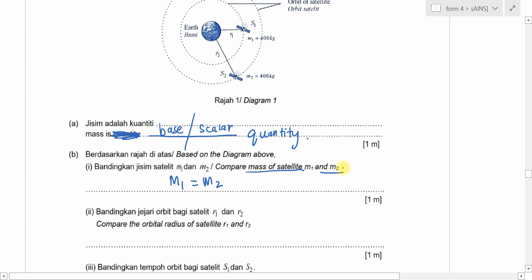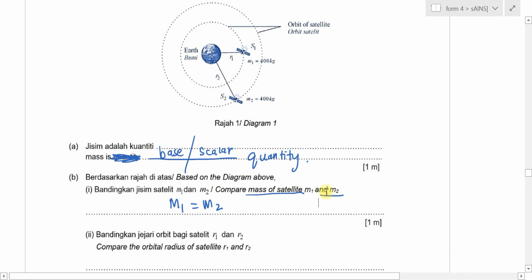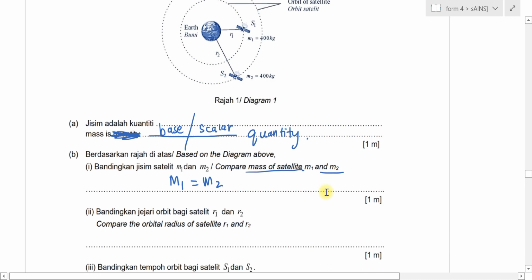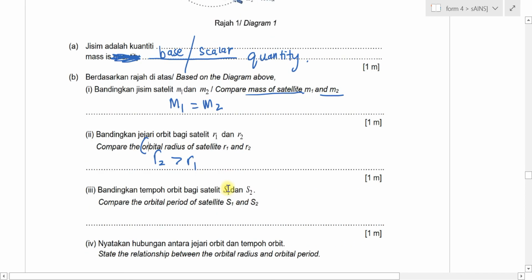Okay? Right. Compare the orbital radius of R1 and R2. Orbital radius of satellite R1 is longer than that of R2. R1 longer. R2 longer. R2 longer than R1. Okay, the orbital radius of satellite R2 is longer than R1. Okay, don't write symbolic answer. This one just I want to go fast.